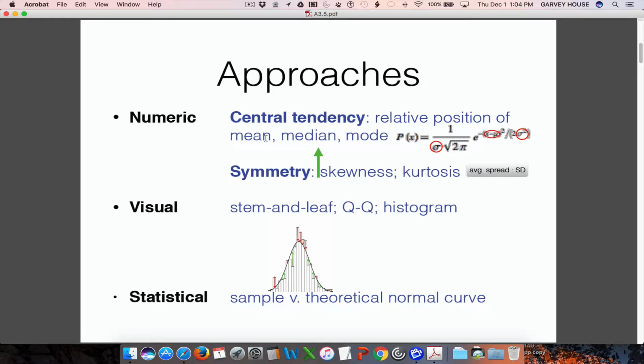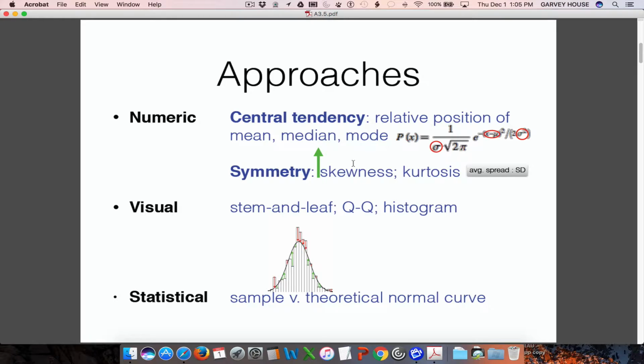In a theoretical normal distribution, the mean, median, and mode are on top of each other. As a distribution becomes more skewed, and you notice that there is a tail on either the right side or the left side of the distribution, the mean is pulled in the direction of the skew. And the reason for that is because the mean is sensitive to outliers.